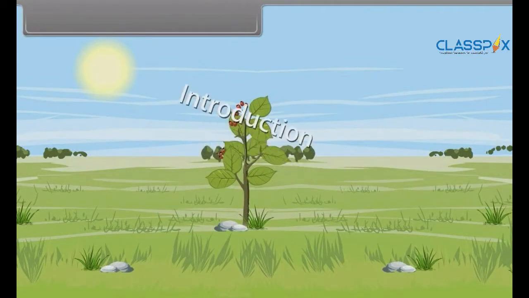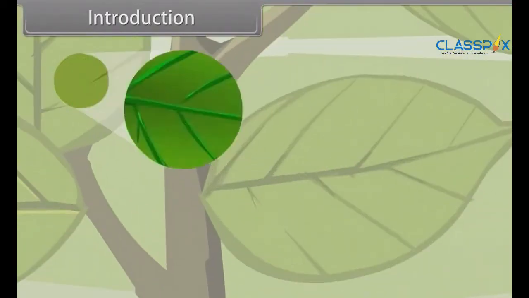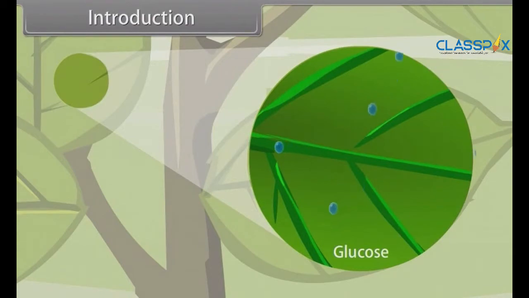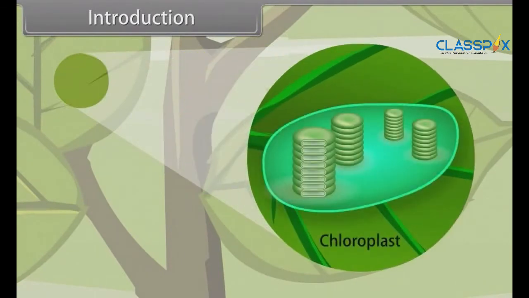Introduction. Hey kids, in our previous lesson, we have learned so many things about plants. Now we will learn photosynthesis in higher plants. Photosynthesis is the process of converting light energy to chemical energy and forming glucose, which is used by the plant for various activities. Photosynthesis takes place in the chloroplast using chlorophyll, which is a green pigment involved in photosynthesis.